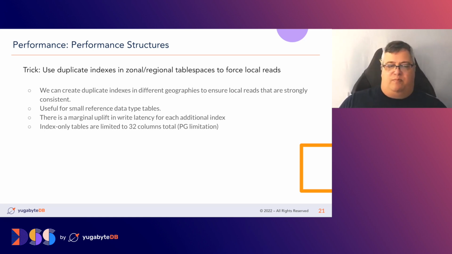The other thing to keep in mind is that index-only tables are limited to 32 columns total, and this is a Postgres limitation, not necessarily one that we have. It's just something we inherited from Postgres. So this is where the technique of using JSON also helps you, is you can include that as a whole column and pack a whole bunch of attributes into that.